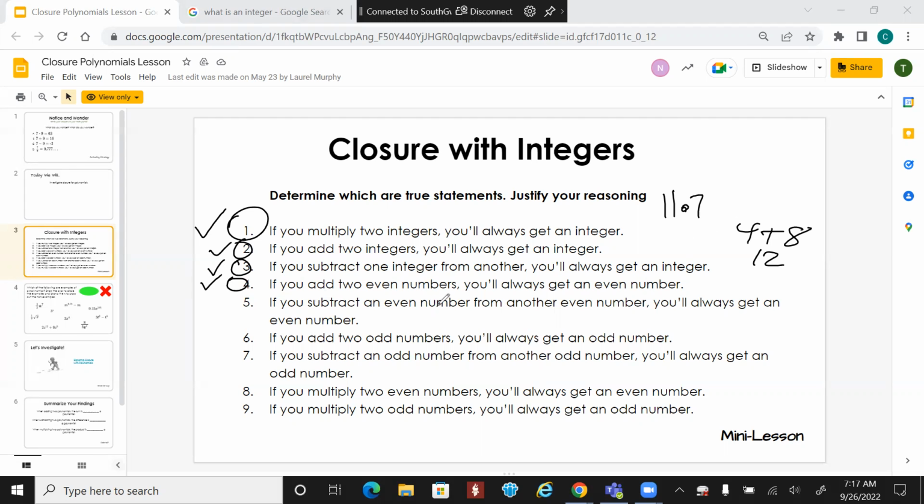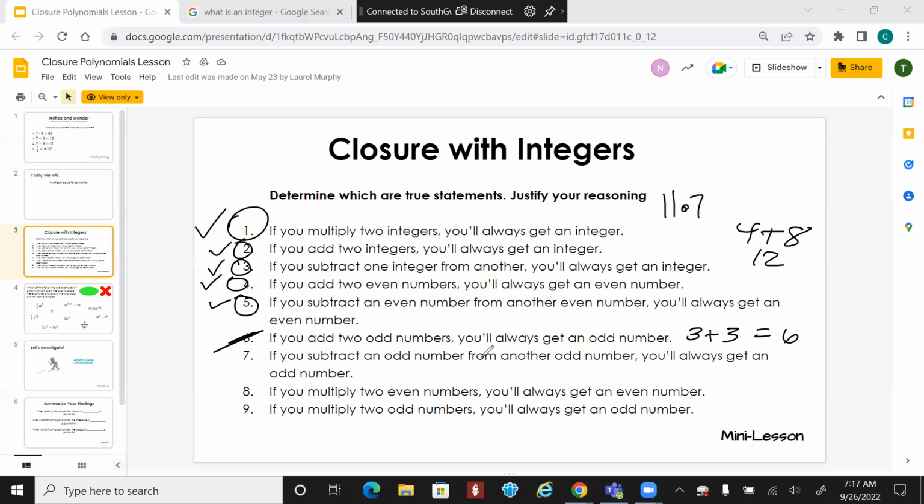If you subtract an even number from another even number, you'll always get an even number. If it works for addition, it must work for subtraction too. Okay. If you add 2 odd numbers, you'll always get an odd number. Okay, so let's think about this. Let's try 3 plus 3. Those are 2 odd numbers. 3 plus 3 gives me, okay, so that one doesn't work. Right?